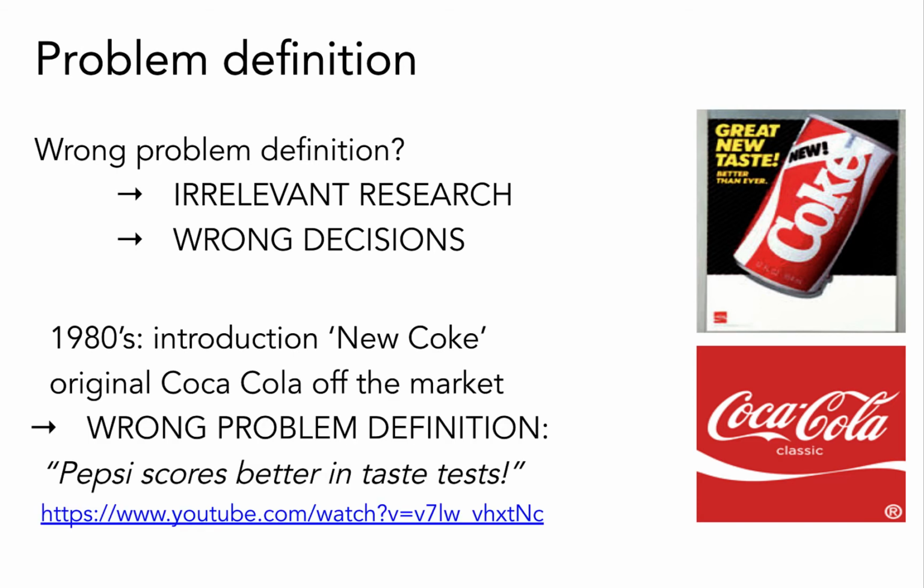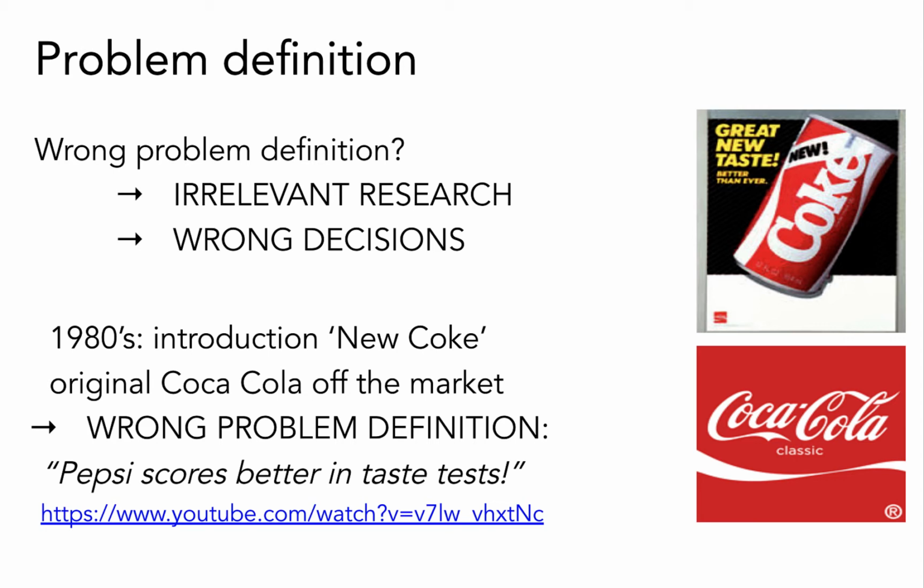And there's this epic historic case of Coca-Cola in the 1980s when they introduced New Coke. They took the original Coca-Cola off the market, and this resulted in an outcry from consumers. They started losing market share against Pepsi. But what very few people know is that the reason why they introduced New Coke and took the original Coke off the market is actually based on a wrong problem definition. Basically, what happened is Coca-Cola saw an advertisement by Pepsi in which Pepsi used blind taste tests to illustrate that consumers in blind taste tests consistently choose Pepsi, which is sweeter, over Coca-Cola.